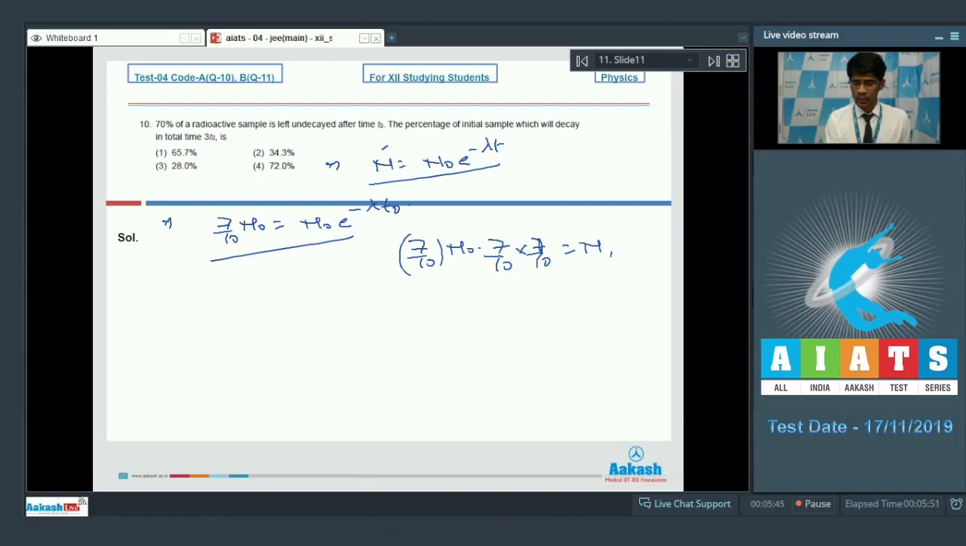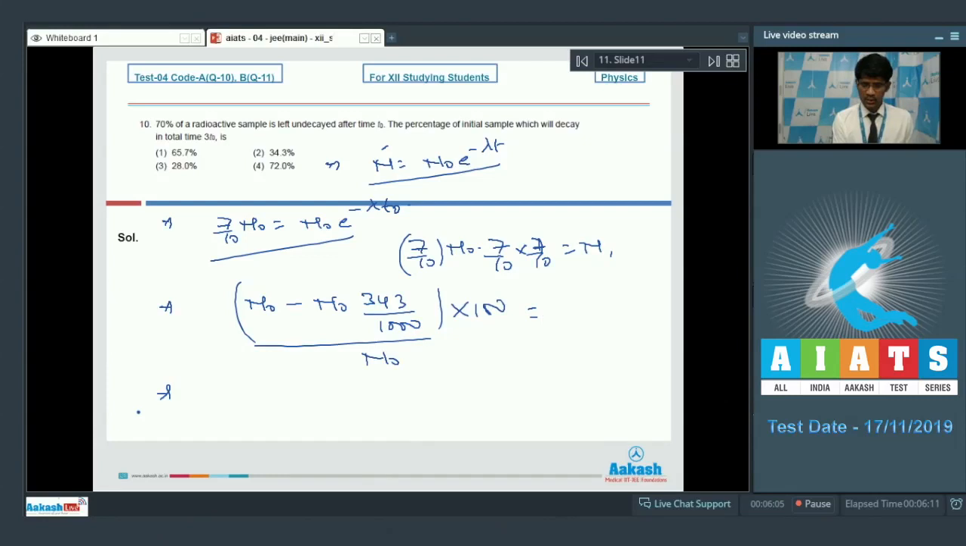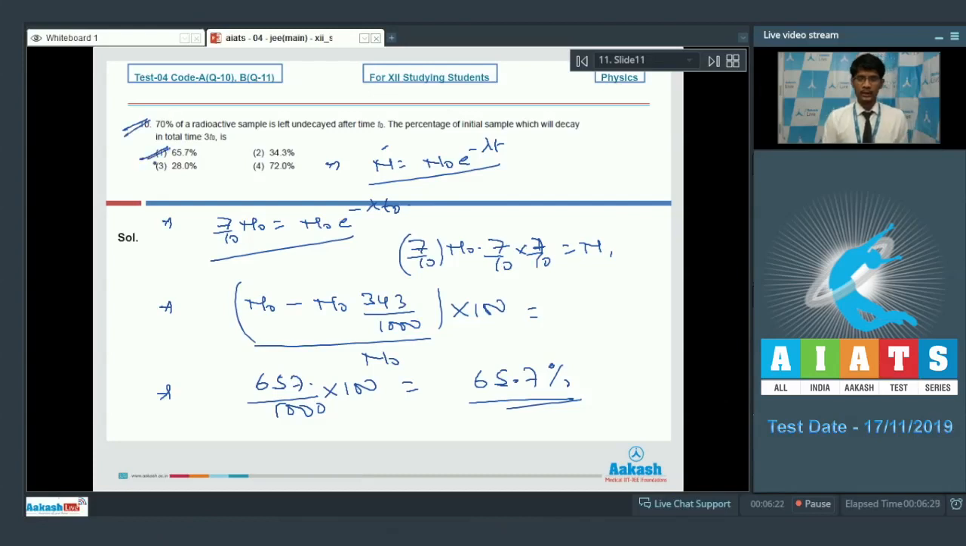Initial number was how much? It was N naught. We need to find the percentage of the initial sample which will decay. So the total number that must have decayed is N naught minus N naught into 7 into 7 into 7, that is 343 divided by 1000, divided by N naught, into 100. This is the percentage of the numbers that must have decayed. So 1000 minus 343 will come out to be 657 divided by 1000 into 100. On calculation, we shall be getting this answer to be 65.7%. So for question number 10, option 1 is the correct answer. Now we shall proceed to question number 11.